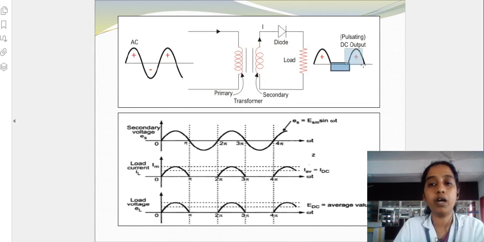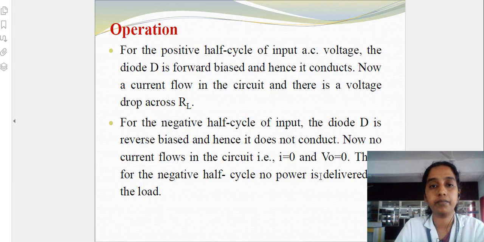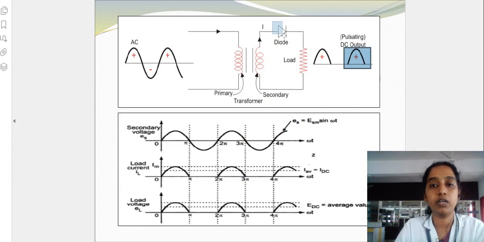So I get my output only during positive half cycle. During the negative half cycle, I don't get the output. So for the input secondary voltage, I get output only for the positive half cycles. So consider the operation. For the positive half cycle of the input AC voltage, the diode D is forward biased and hence it conducts.